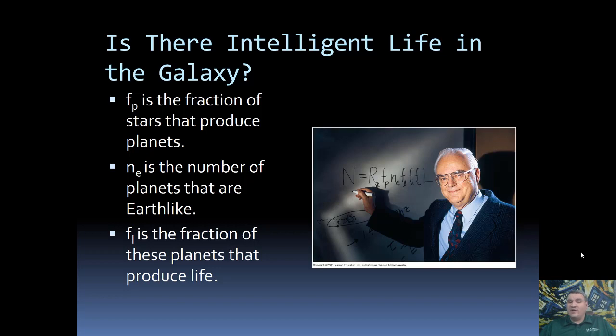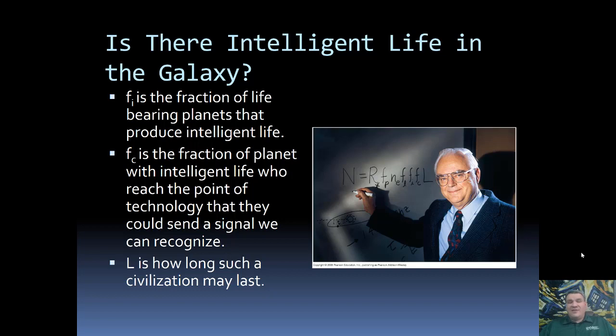Now that we have planets with liquid water, what is the fraction of those planets that actually produce life? That's f sub l, the fraction of life-bearing planets. Just having life doesn't mean we're going to be able to talk to it, so we need intelligence. What is the fraction of life-bearing planets that actually produce intelligent life? This is f sub i, the fraction of intelligent life. Just having intelligence doesn't mean we're going to be able to communicate with them. They're going to have to produce technology and communication. This is f sub c, the fraction of intelligent species that develop communication.